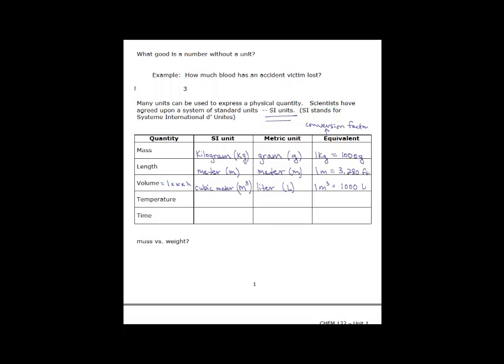Okay, temperature. The SI unit for temperature is Kelvin, which is abbreviated with a capital K. And then the metric unit for temperature is Celsius degree. The abbreviation for that is a degree symbol and then capital C. And 1 Kelvin is the same size as 1 degree Celsius. Both the SI and metric units for time are the same. They use seconds.